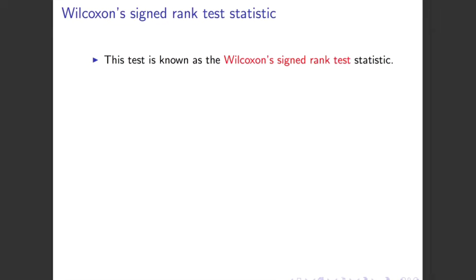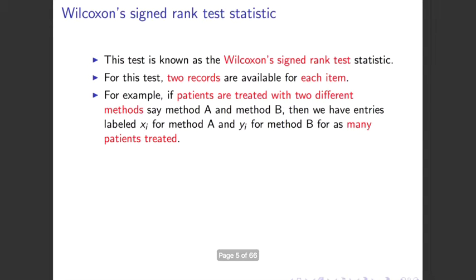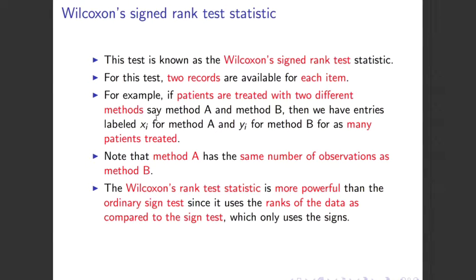So the signed rank test statistic is also known as the Wilcoxon signed rank test statistic. And for this test, two records are available for each item. So it's again paired data. So if patients are treated with two different methods, say method A and method B, then we have entries labeled Xi for method A and Yi for method B for as many patients treated. Okay, so then we note that method A has the same number of observations as method B. That's a good way to check when data is paired. If the data is paired, then it should have the same number of observations for both methods because it's now done on the same number of patients.